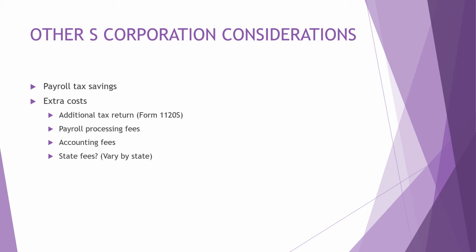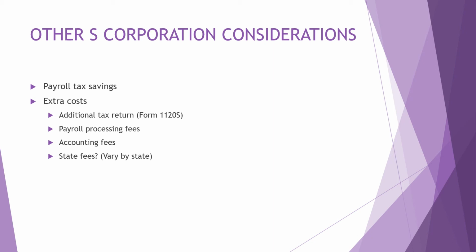So one that I know off the top of my head is California. You either have to pay a minimum of $800 for the year as an S corporation, or 1.5% of your net profits from the S corporation, whichever is greater.